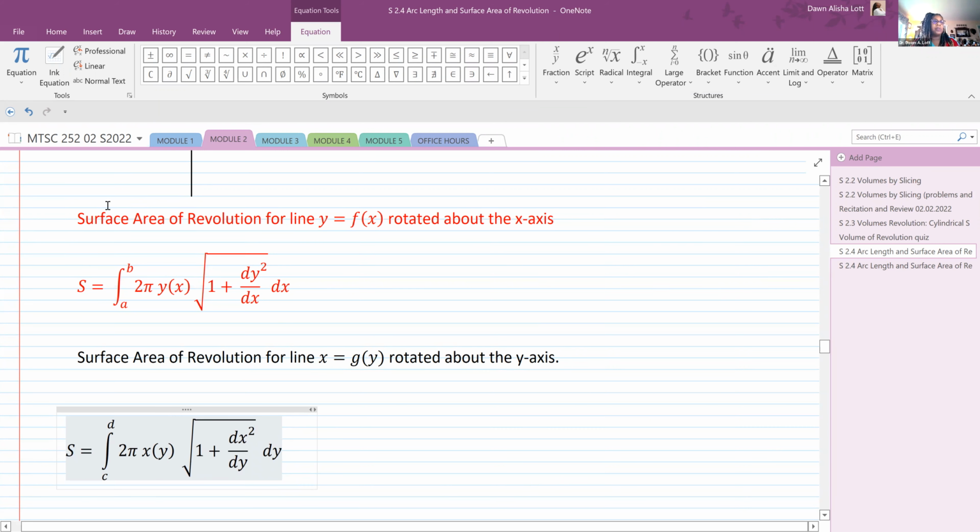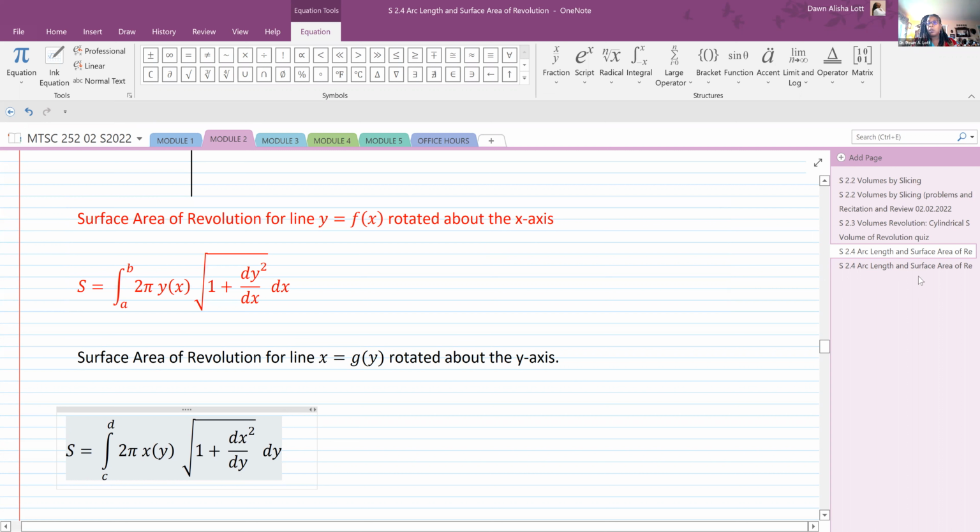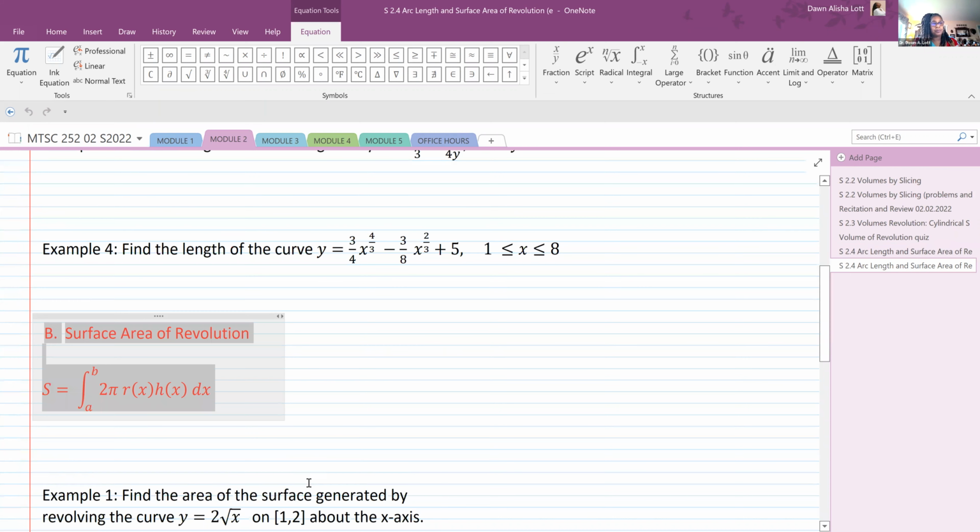All right, so now we know the surface area of revolution for a line y equals f of x. So I have some line, whatever it looks like, I rotate it, and it gives me a surface. I want to find the area of the surface. I have some curve like this, and I rotate it. I want to find the area of the surface. So the only way to do this is to just do it. All right, so let's grab a problem.